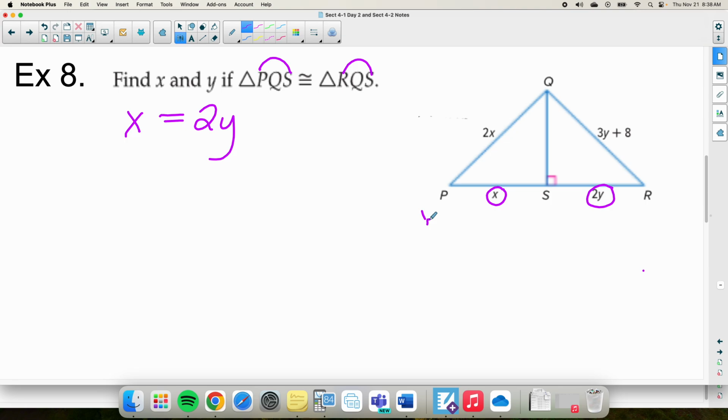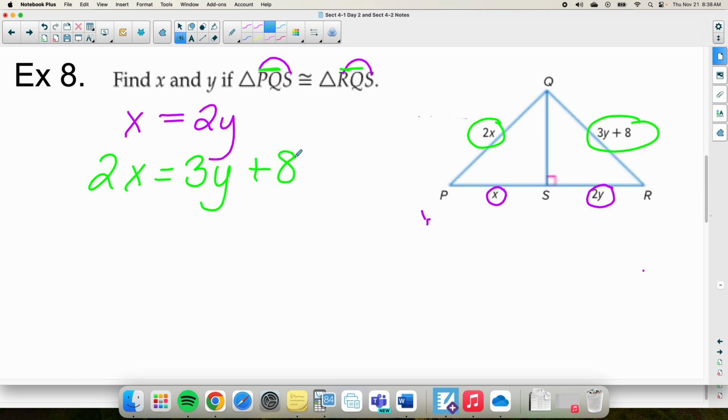Now, we also have a situation where we have this, which is PQ. PQ is the first two letters. That's going to equal RQ, which is right here. So I'm going to say 2x equals 3y plus 8.